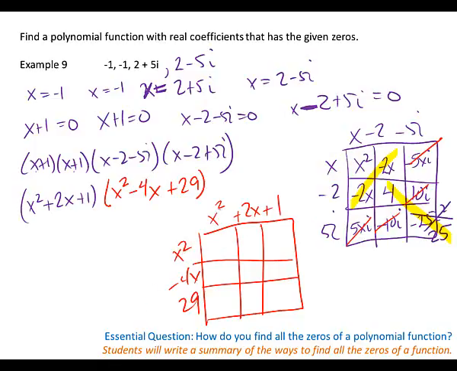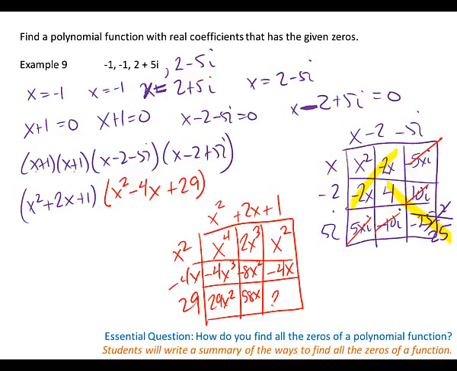All right, so x squared times x squared is? X to the 4. Good. X squared times 2x is? 2x cubed. X squared times 1? X squared. X squared times negative 4x? Negative 4x cubed. Negative 4x times 2x? Negative 8x squared. Negative 4x times 1? Negative 4x. Good. 29 times x squared? 29x squared. Good. 29 times 2x? 58x.